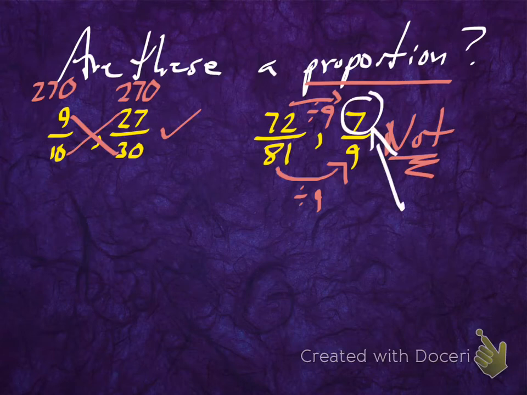60. 9 times 8 is 72. So if that number was an 8, 72 over 81 would be proportional with 8 ninths, but it's not proportional with 7 ninths. That's the idea. Okay? All right.